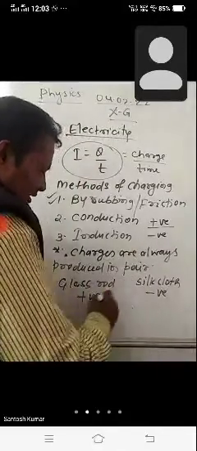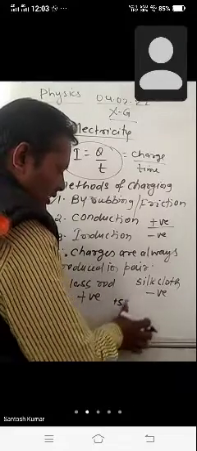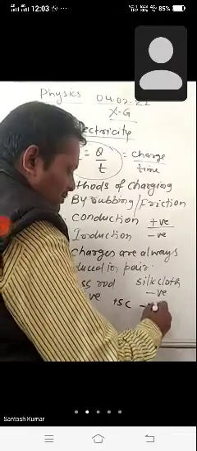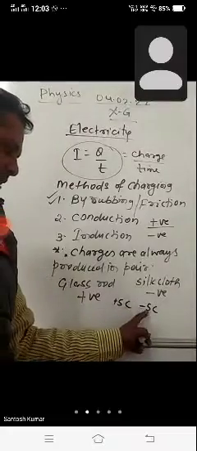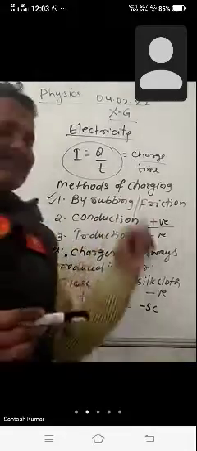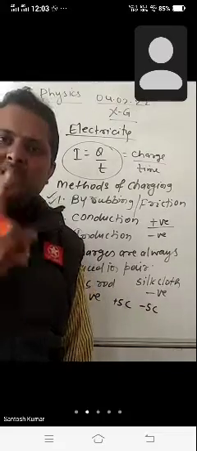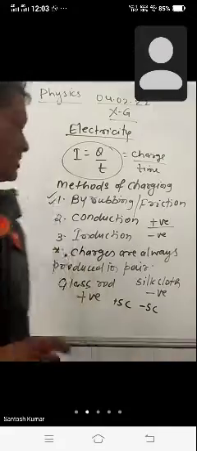If the glass rod has acquired plus 5 coulomb, then the silk cloth will acquire minus 5 coulomb. Just see, equal and opposite charge. So in short, when two objects are rubbed against each other, both get charged with equal and opposite amounts of charge. This method of charging is called friction or rubbing. Clear now?